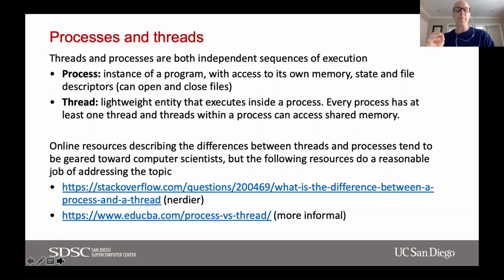If you want to go a little bit deeper into threads and processes, I found a few online resources describing the difference and when you would use one or the other. Two that I particularly like: one here from Stack Overflow really discusses in depth the difference between a thread and a process. I'll warn you, this is Stack Overflow, so the description is going to be a little bit nerdier, maybe aimed more at the computer science community, but still pretty useful. And then the second link gives a much more informal description of processes and threads.